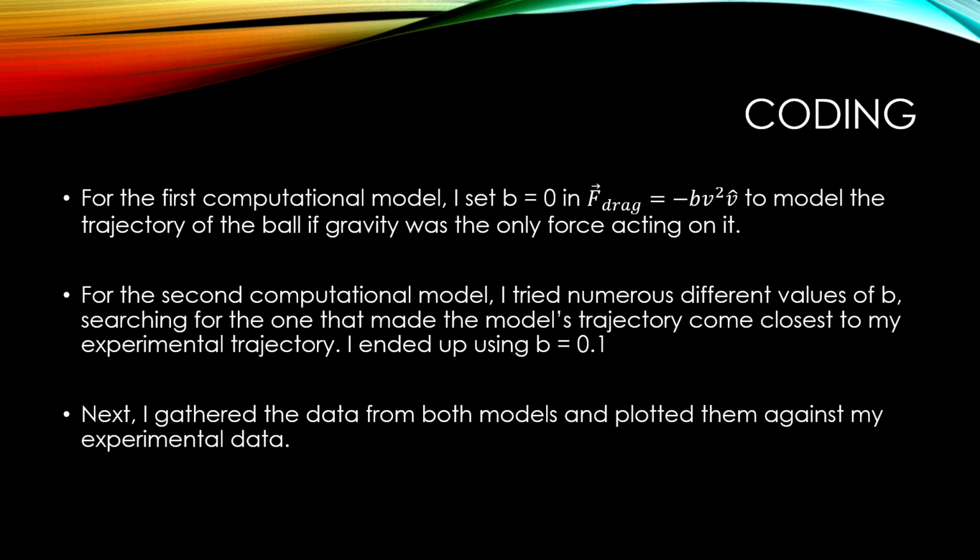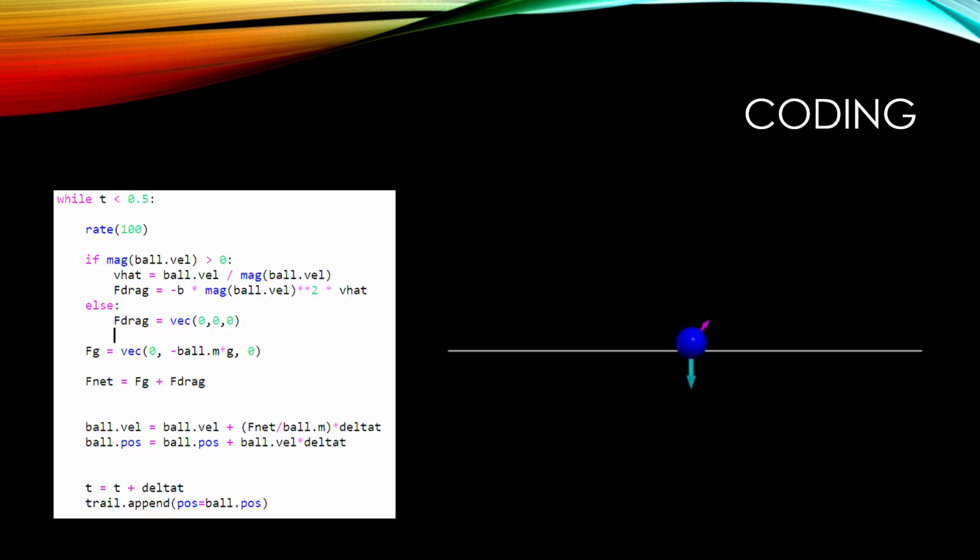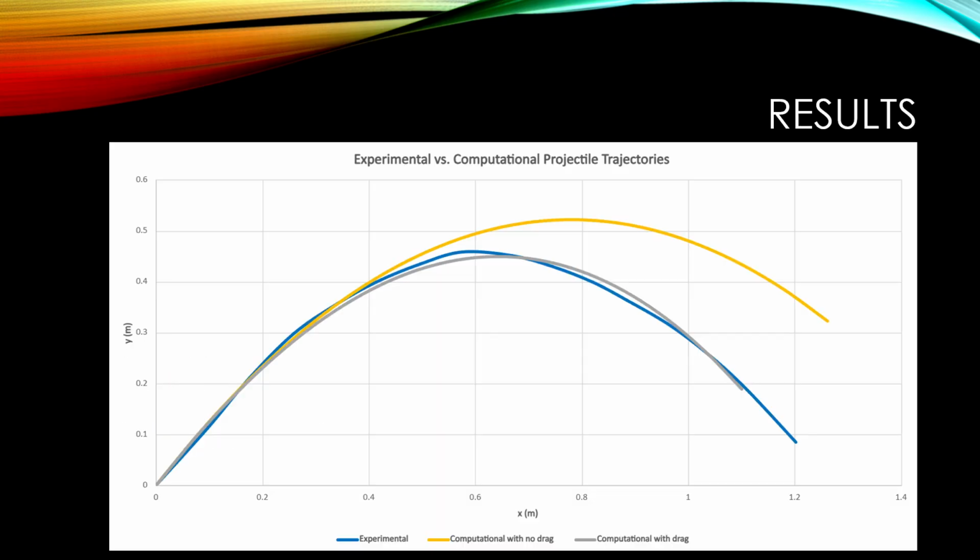Next, I gathered the data from those models and plotted it. Oh, and here's my main loop in the code where I use Newton's second law. Here's a video of the output. And again, here are the results. As you can see, the orange, the model that doesn't account for drag, overshoots the trajectory by a good bit in the range. But the model that does account for drag matches the experimental model quite closely.